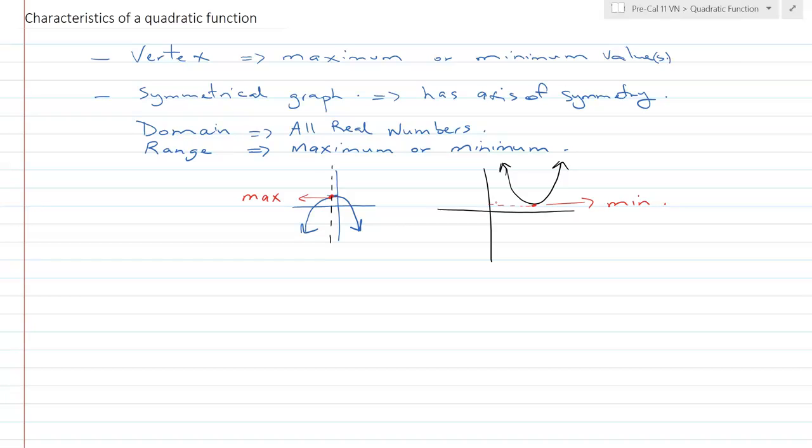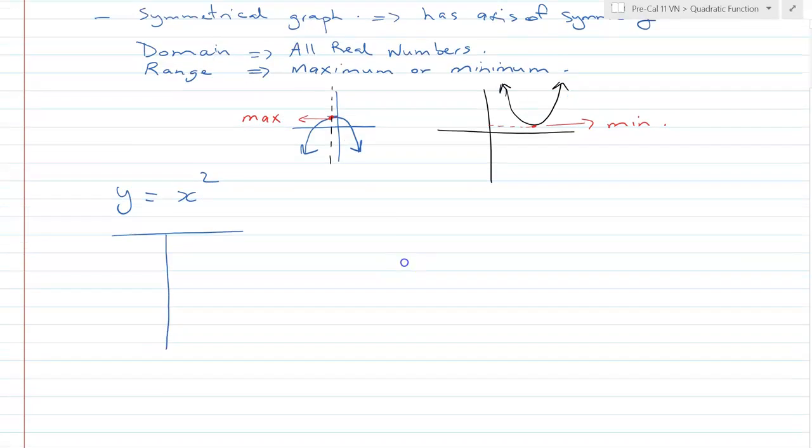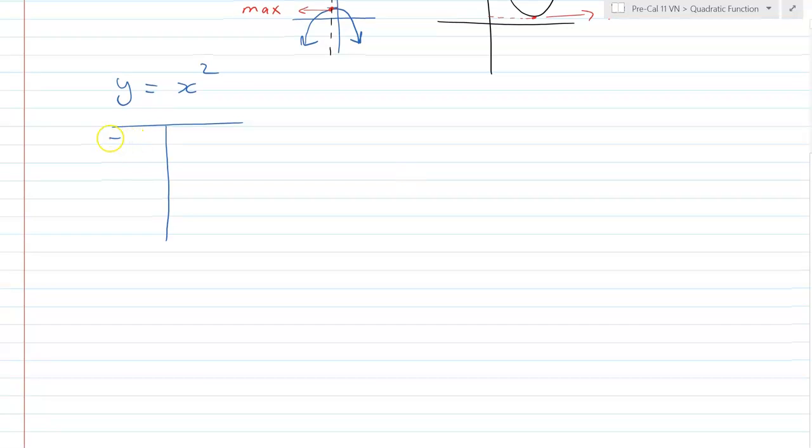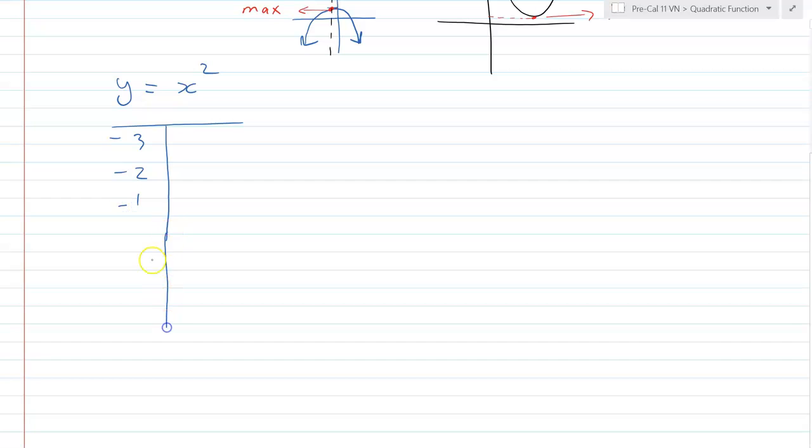And then there's another one: graphs of quadratics always follow this pattern. So let's look at y equals x squared, and I want to show you using a table of values here. Let's start with -3, -2, -1, 0, 1, 2, 3. Now when you plug numbers in there, you get 9, 4, 1, 0, 1, 4, and 9.